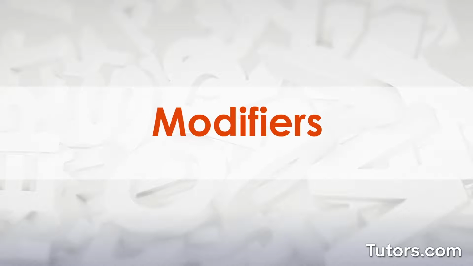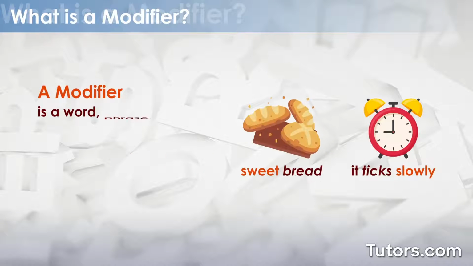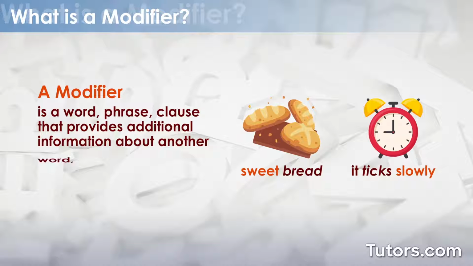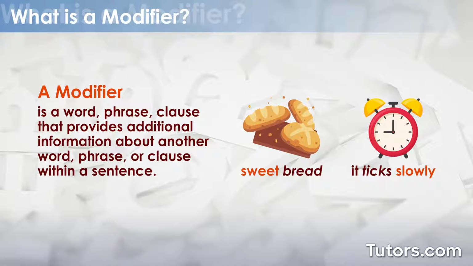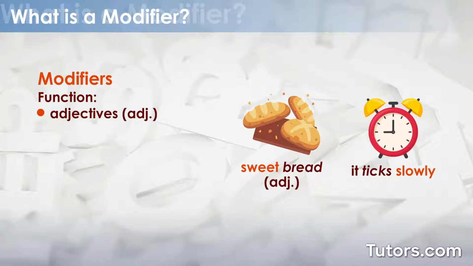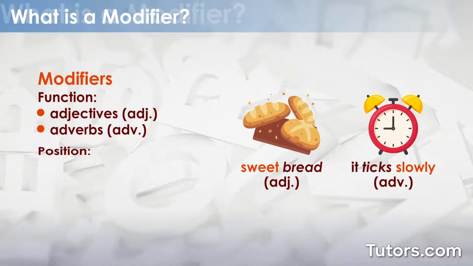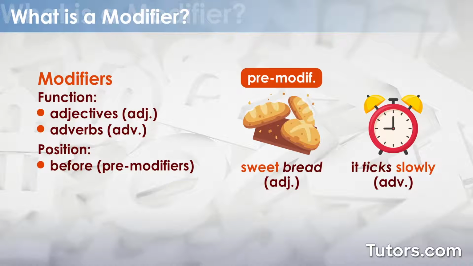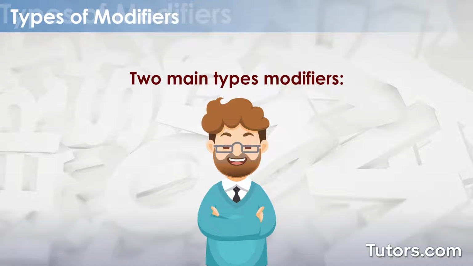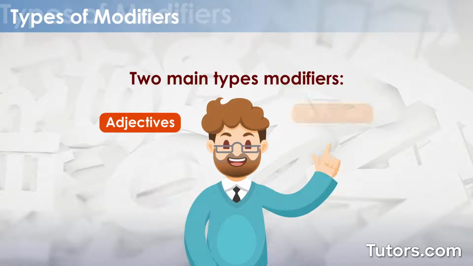What is a modifier? A modifier is a word, phrase, or clause that provides additional information about another word, phrase, or clause within a sentence. Modifiers can either function as adjectives or adverbs and be positioned before as pre-modifiers or after as post-modifiers the information it modifies. There are two main types of modifiers, adjectives and adverbs.